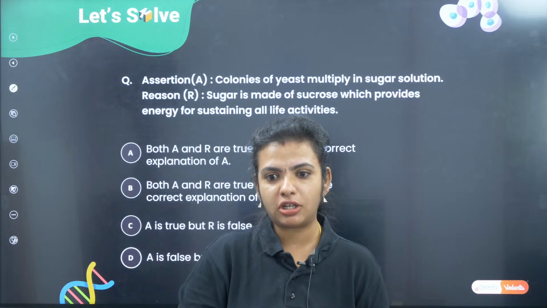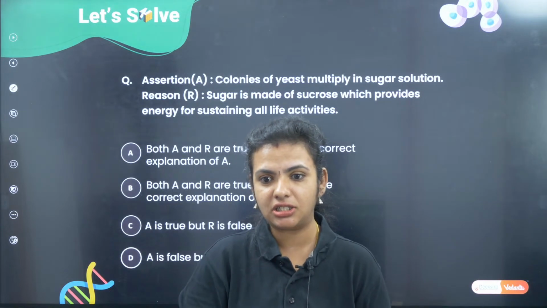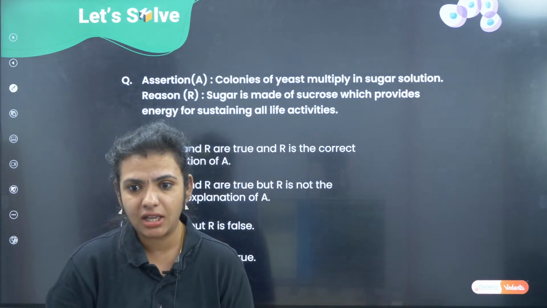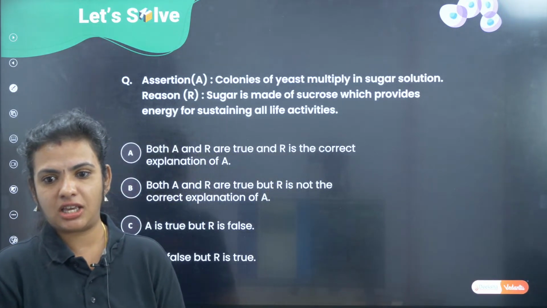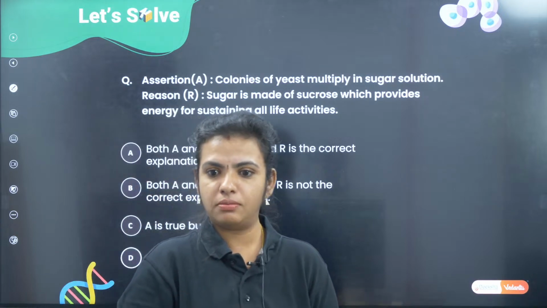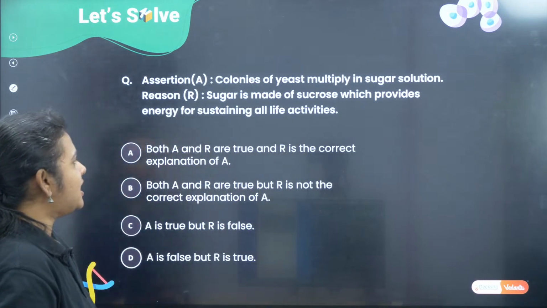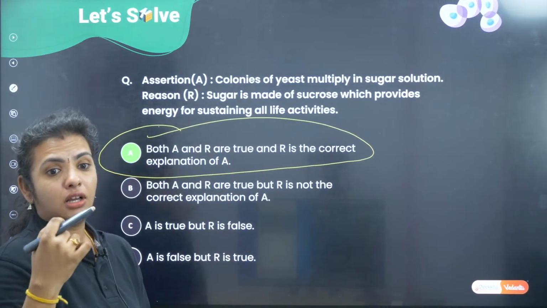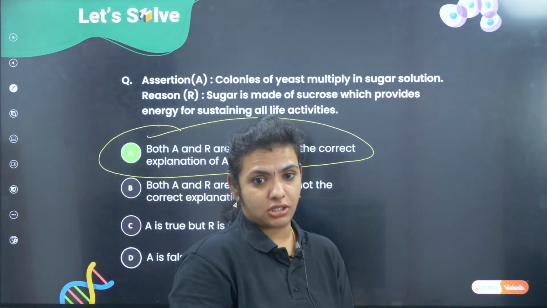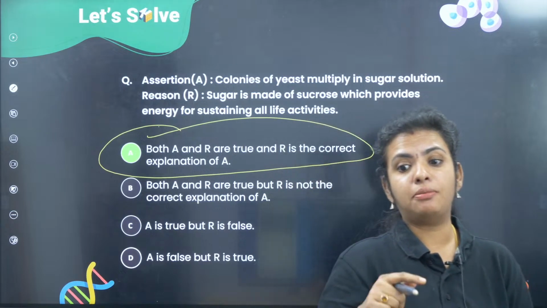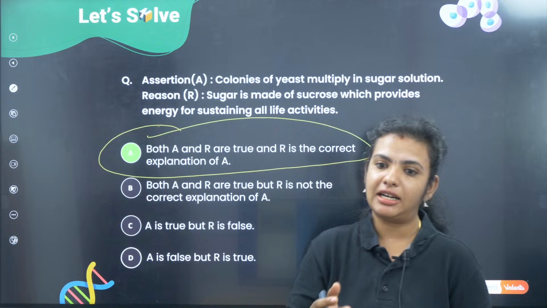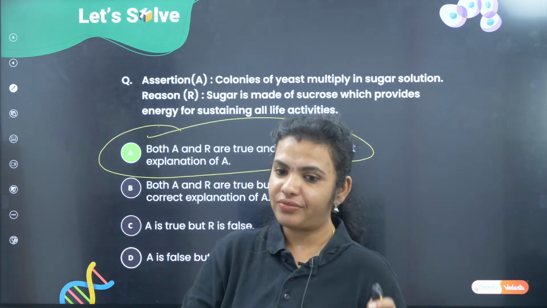Okay, so Sumok and Danish say A, Shika says A, Mahalakshmi says B. So I have one student saying B and the remaining say A. Mayur, yes, very good. So it is going to be option A, because the reason why sucrose is going to help in multiplying is because sucrose is very important, as it gives energy for all the activities.